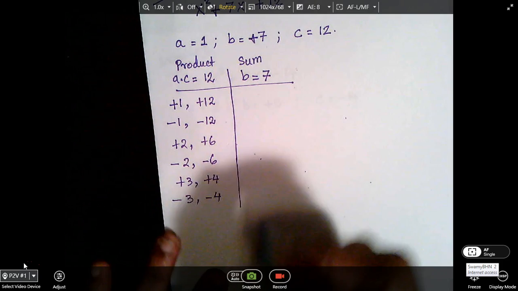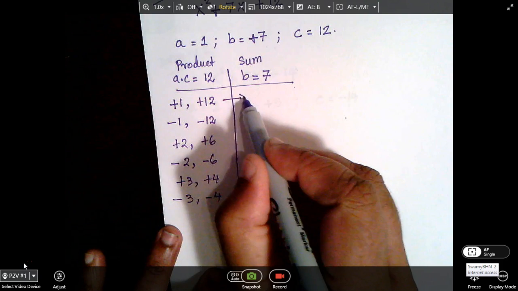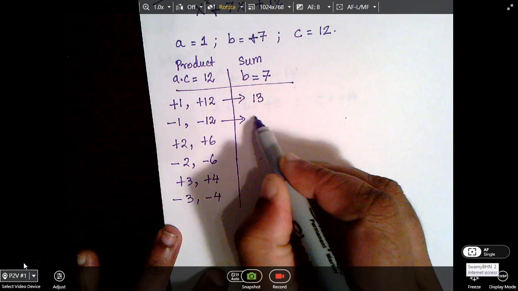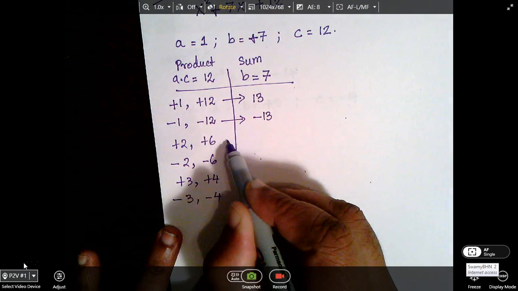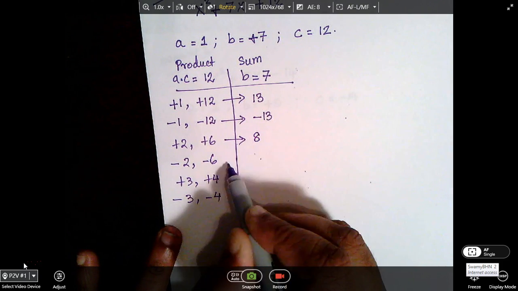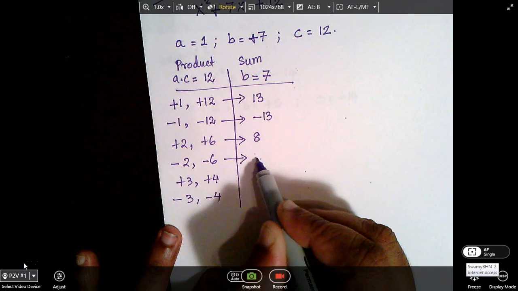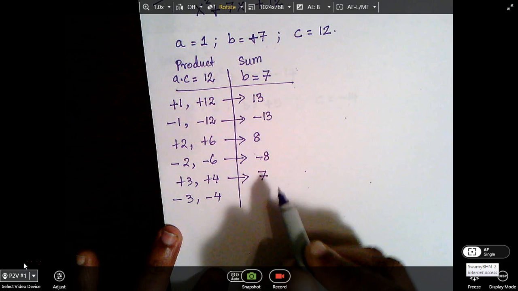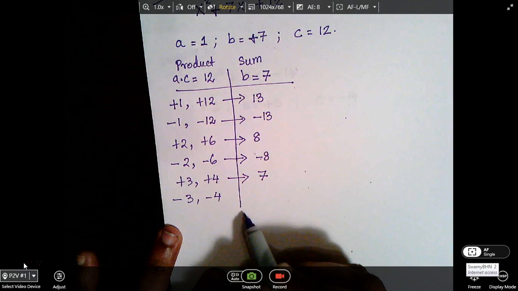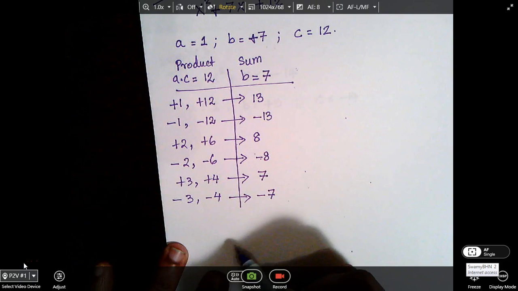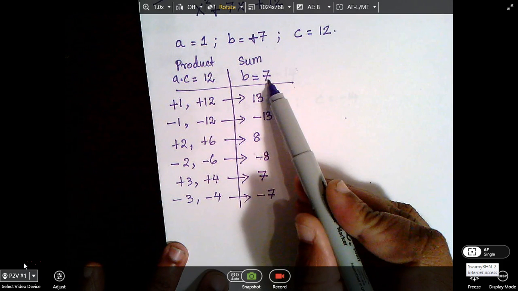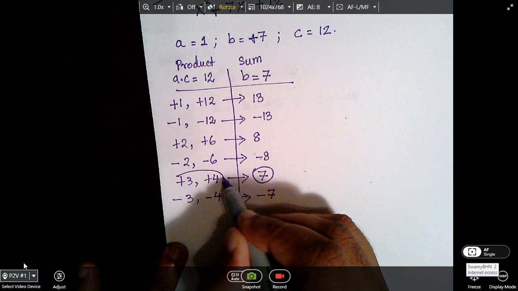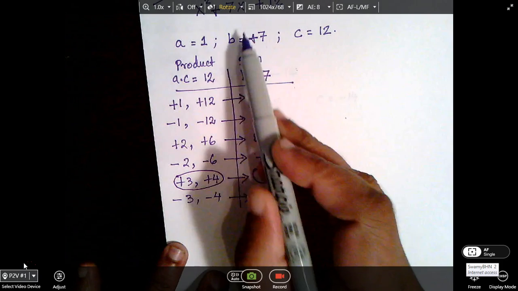So I have this. The sum of these two numbers will be a 13. The sum of these two numbers will be a negative 13. The sum of these two numbers will be an 8. The sum of these two numbers will be a negative 8. The sum of these two numbers will be a positive 7. And sum of these two will be a negative 7. So I want a sum of positive 7. So this is where my positive 7 is. These two are the numbers that I'm going to use to split up my middle term.